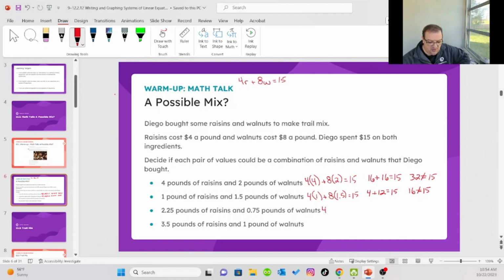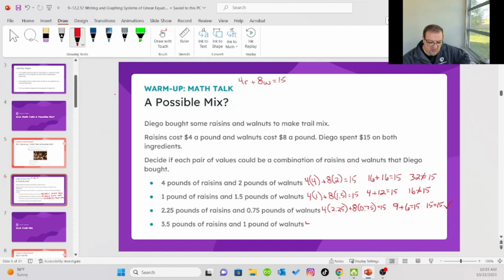Next, we have 4 times 2.25 pounds of raisins plus 8 times 0.75. 4 times 2.25 is 9. 8 times 0.75 is 6. And 9 plus 6 equals 15, which does equal 15, so that could be a possible solution.